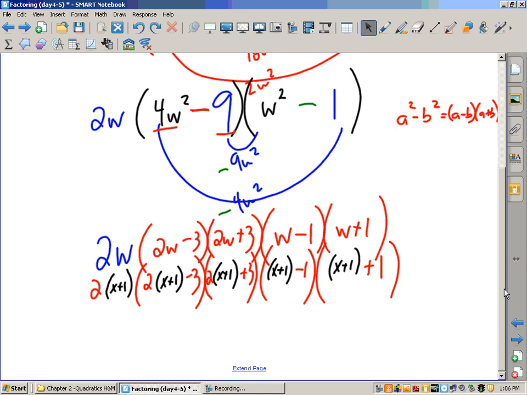Pause for a second. You got so caught up in my difference of squares and my GCF, and I'm going so fast. I'm getting so excited. I just want to get to the end.